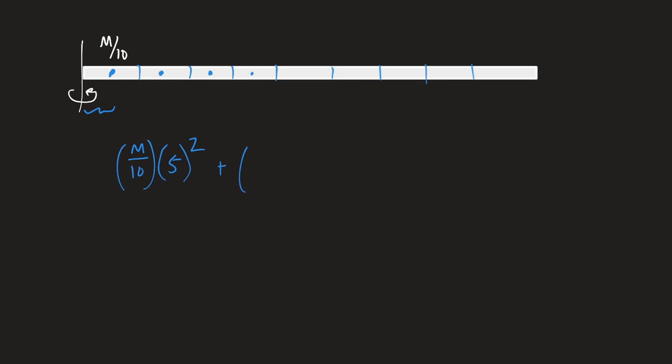The next one has the same mass, m over 10. How far away is its center of mass? Well, the first piece is 10 centimeters long, then I add another 5 to get to the middle of the second piece. You follow along so far? So you're going to have 8 more of these, one for each piece of the meter stick.